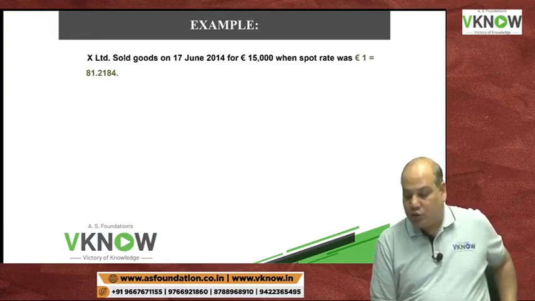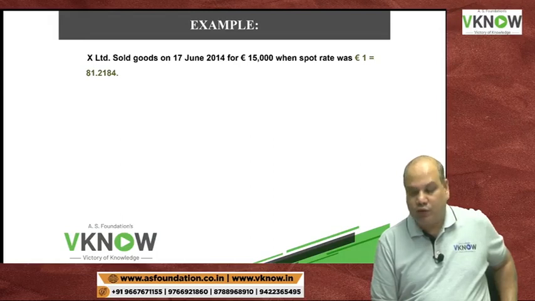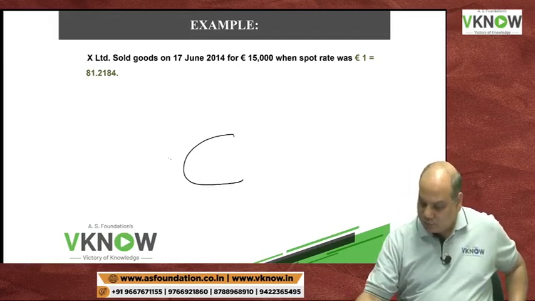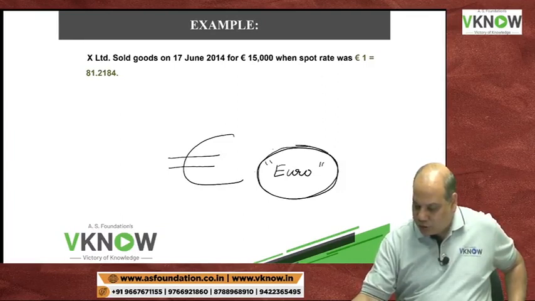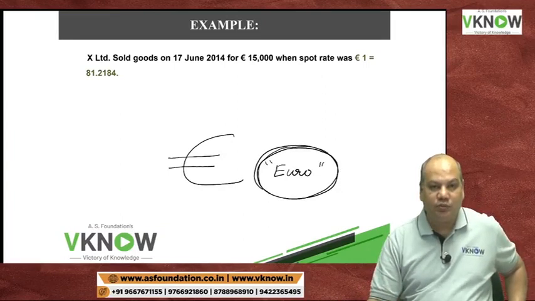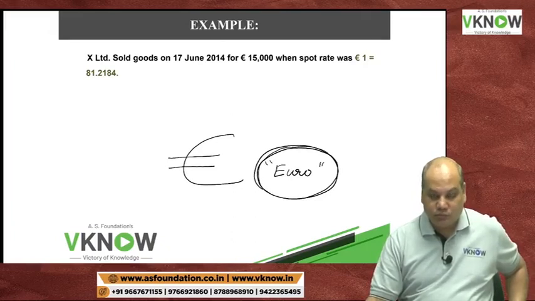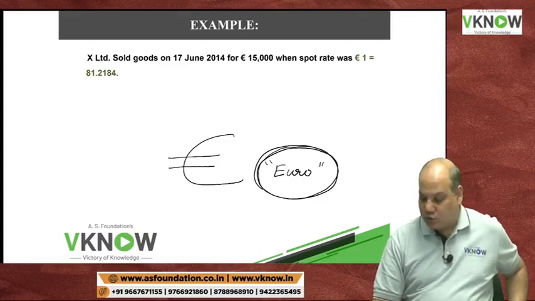So we are writing the next question. X Limited sold goods on 17 June 2014 for Euro 15,000. What is this symbol? Euro, the currency used in the European Union. Around 14 countries use the same currency now, like Germany, France, then I think Italy, Austria, and a few more. So they use a common currency called Euro.